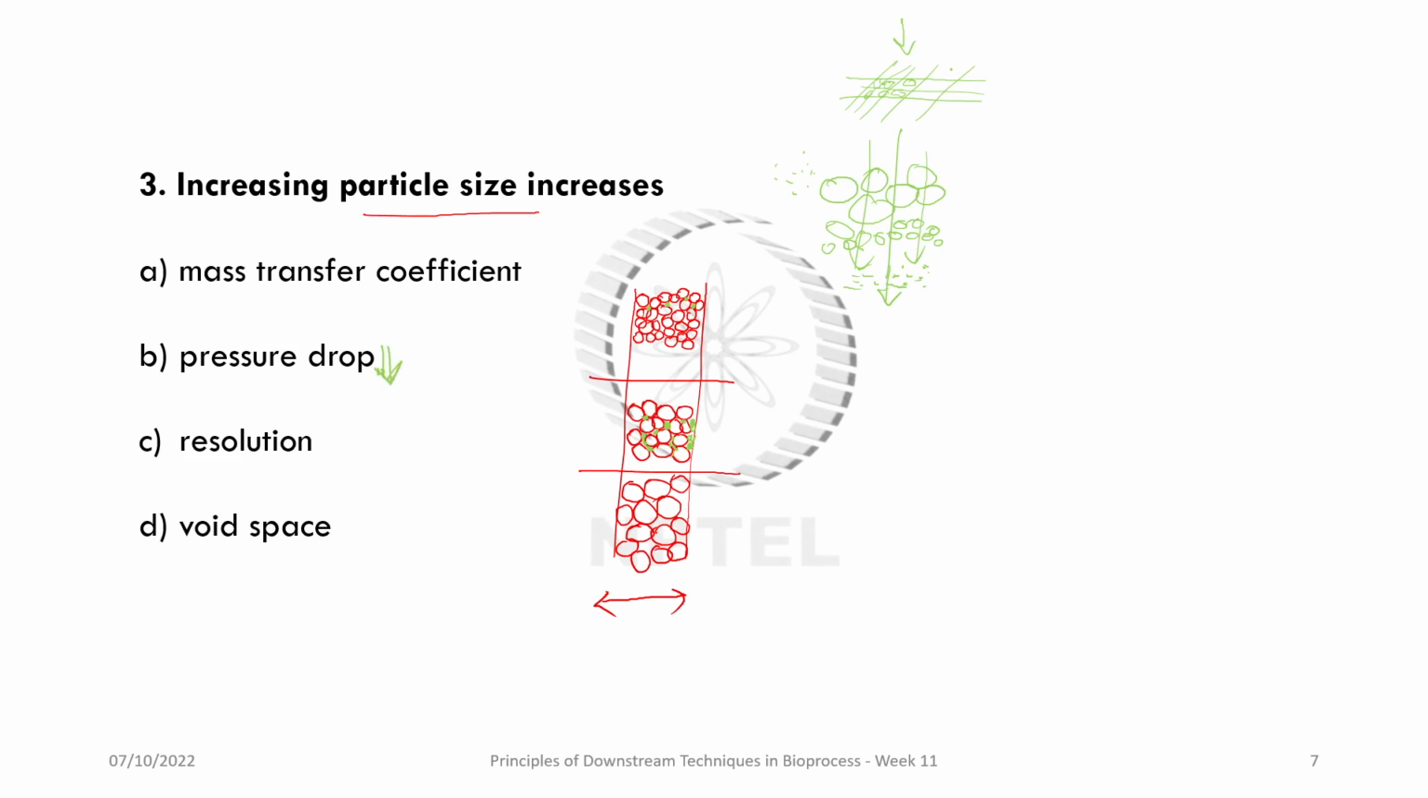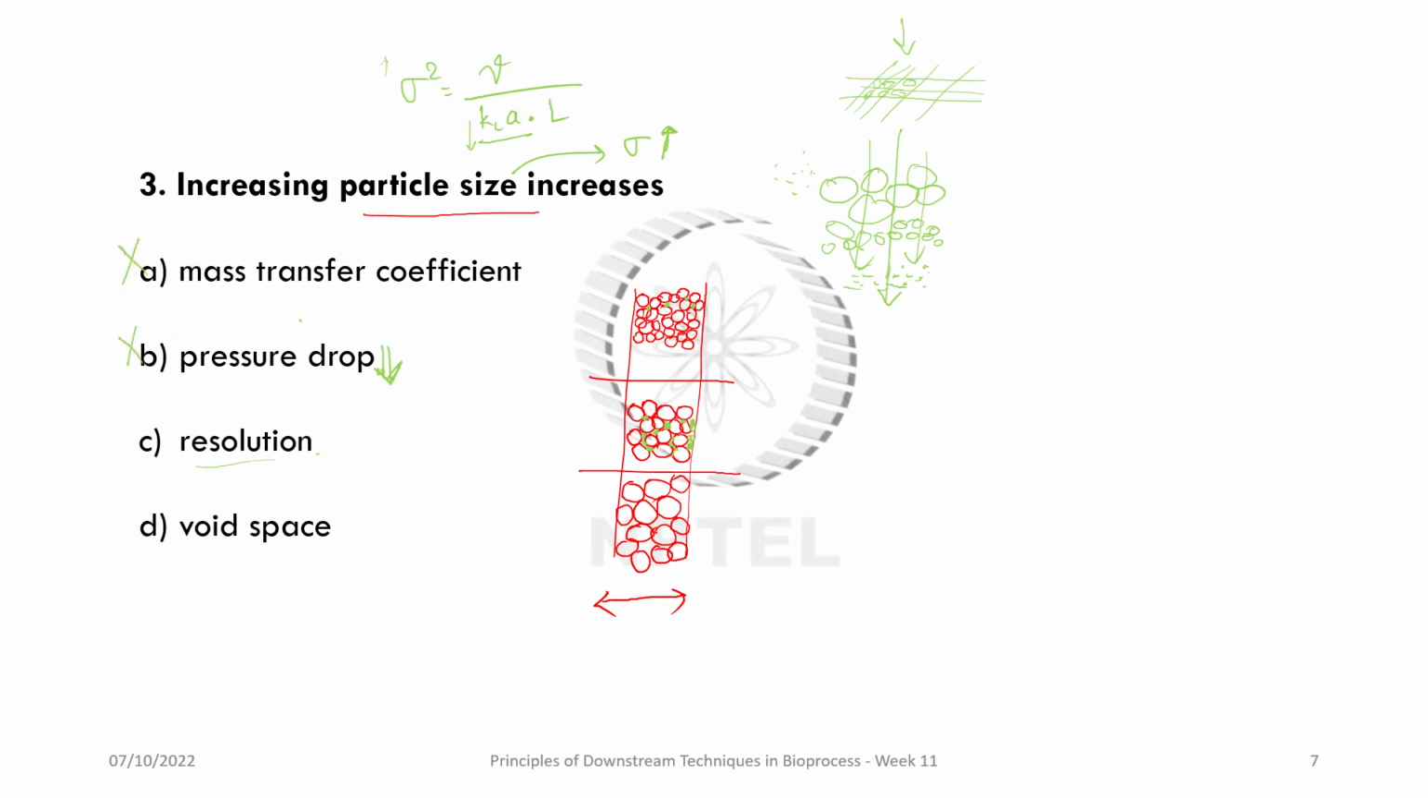Similarly, you have this formula, right? Sigma square is equal to, what was it? Velocity divided by KLA into length of the column, if my memory is right. Whenever you increase the particle size, it means an increase in sigma. If there is an increase in sigma, then there is a decrease in mass transfer coefficient. So this cannot increase. So A is wrong, B is wrong.